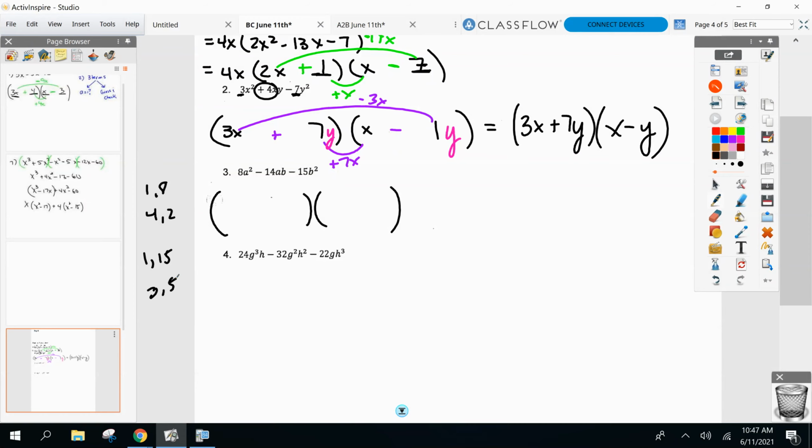All right, let's see how we did. Number 3, I'm getting 2a minus 5b and 4a plus 3b. Anybody want to go over any versions that you thought was correct? And we can explain where you went wrong a little bit. We're all good with this.